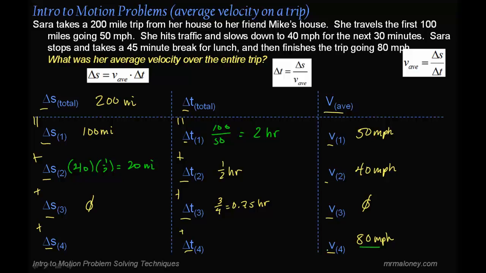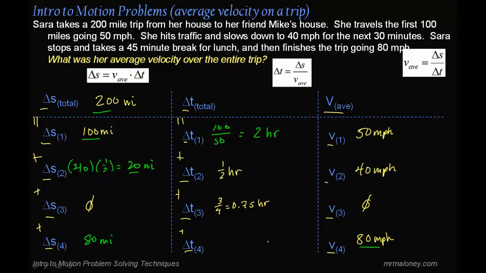But we were given one more piece of information. The problem told us that the total trip was 200 miles. So if the total was 200 miles, the first part was 100 miles, the second part was 20 miles, the third part was 0 miles. That means the fourth part had to have been 80 miles long. So we do know enough to get the distance traveled over the last part of our trip.